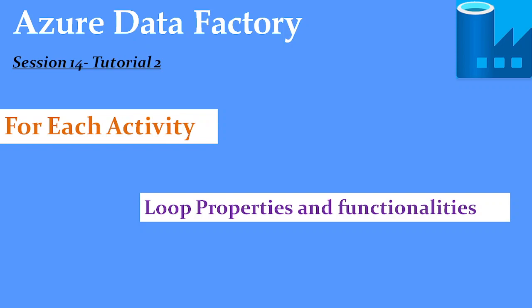So the for each activity is one of the very important activities used in ADF development. After the metadata activity, the for each activity is also used in many use cases, because what we are trying to do is read the files and repeat the processing one by one, based on each file coming from the metadata activity. So this activity is also very important. Now let's see how it works and what functionalities we have in the for each activity. Let's switch back to Azure Data Factory.